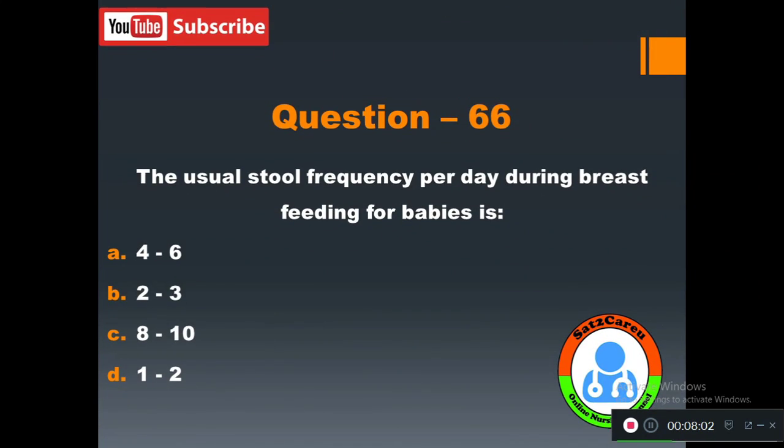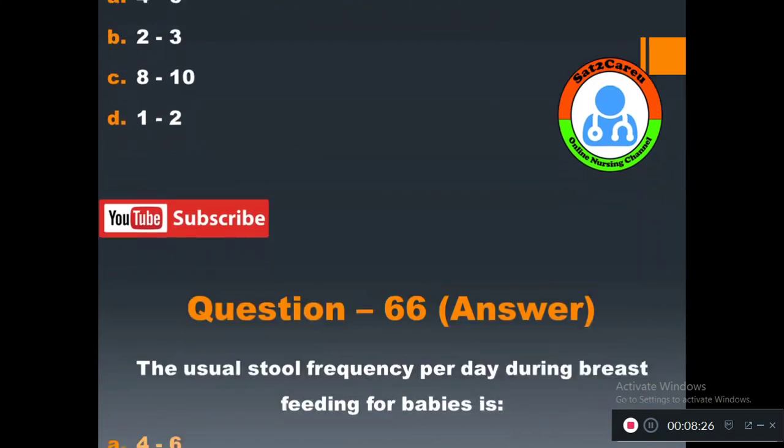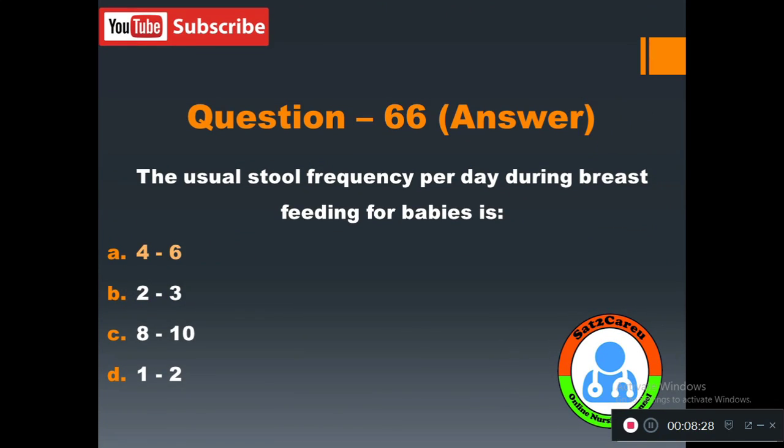Question number 66. The usual stool frequency per day during breastfeeding for babies is option A 4 to 6 times, B 2 to 3 times, option C 8 to 10 times, option D 1 to 2 times. The usual stool frequency per day during breastfeeding for babies will be option A 4 to 6 times.